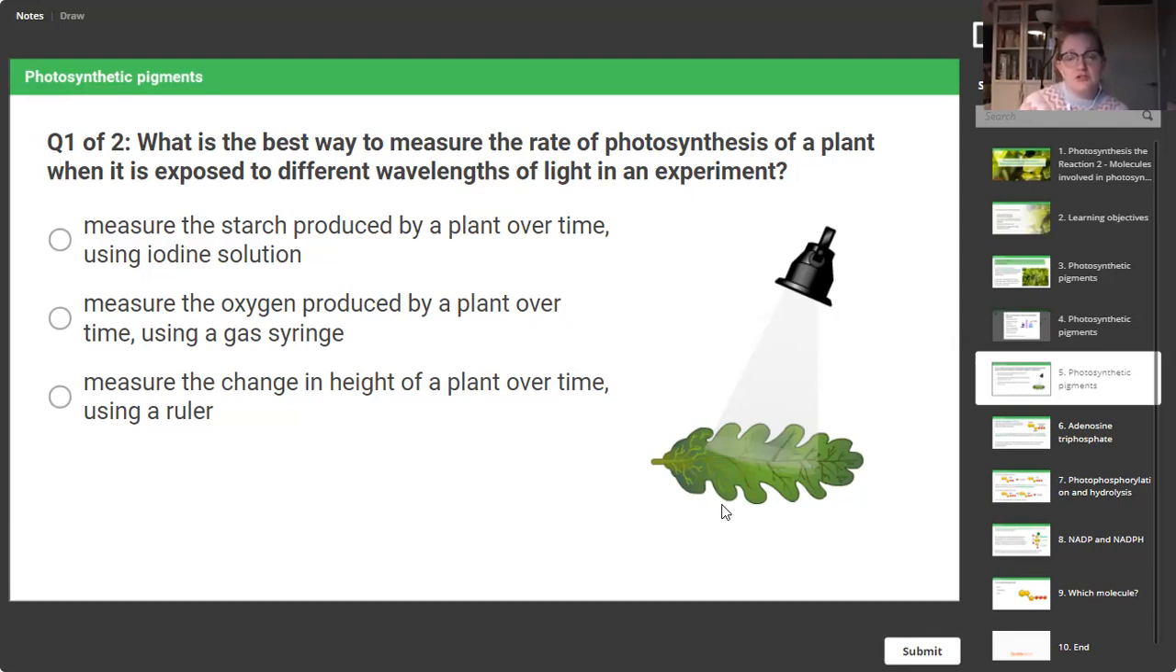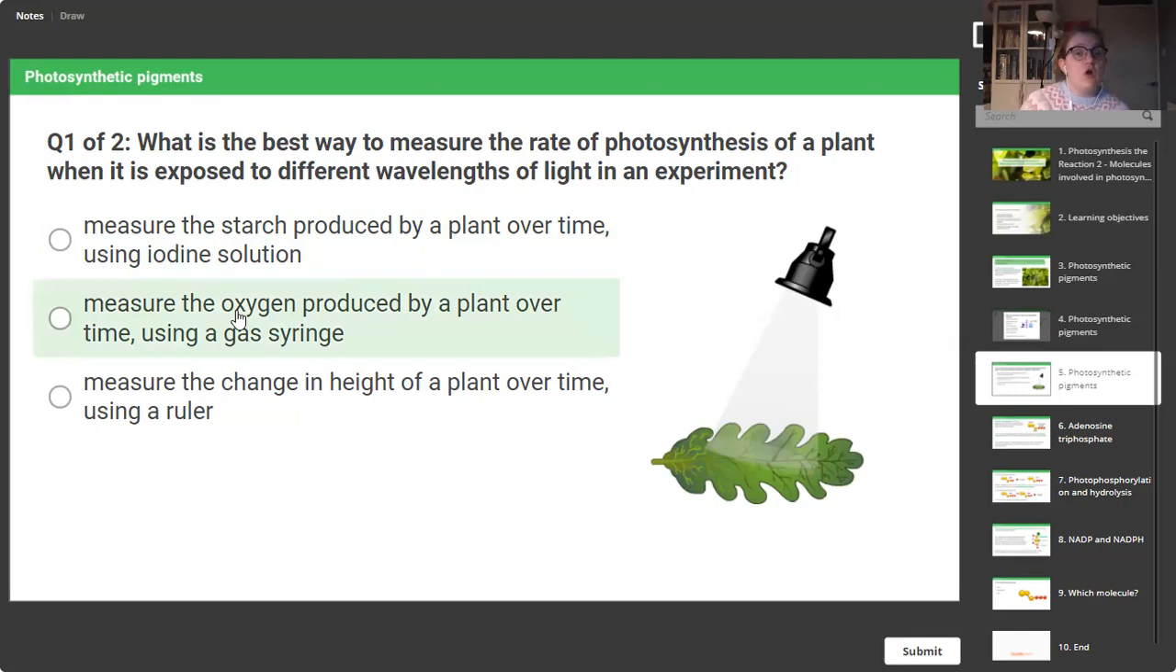They like to ask questions like this because actually lots of people think back to a GCSE experiment and go, oh, we move the light. And we don't move the light in this situation. We're not looking for light intensity. We are looking for different wavelengths of light. So we're not going to measure the starch produced by a plant over time using iodine solution. That's not beneficial.